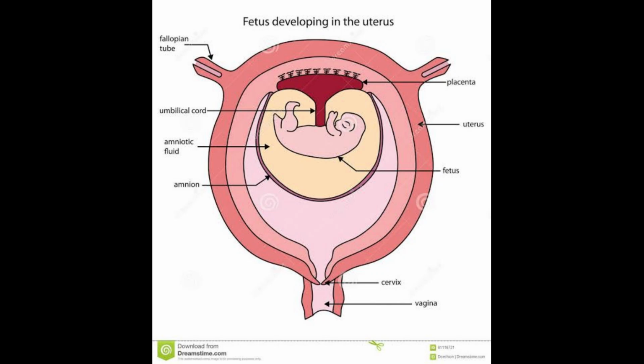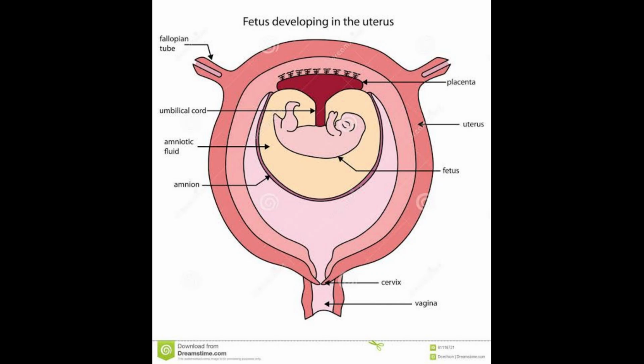The arteries carry deoxygenated blood. Please take note, in adults, all arteries carry oxygenated blood except pulmonary arteries, and all veins carry deoxygenated blood except pulmonary vein. So in the cord, arteries carry deoxygenated blood and waste products from the fetus to the placenta, while the vein carries oxygenated blood and nutrients from the placenta to the fetus. Please take note.